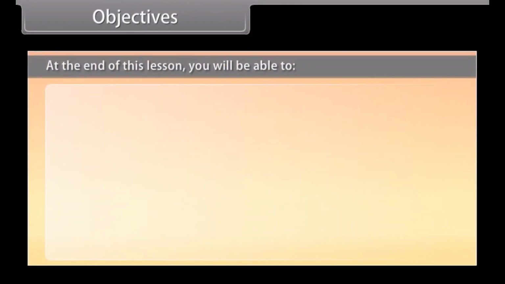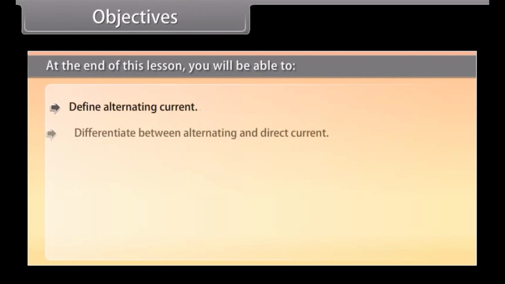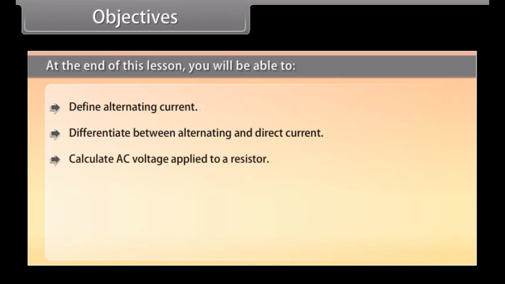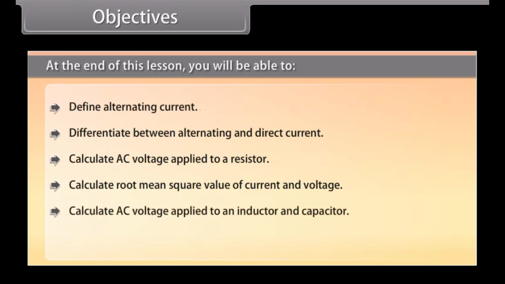At the end of this lesson, you will be able to define alternating current, differentiate between alternating and direct current, calculate AC voltage applied to a resistor, calculate root mean square value of current and voltage, calculate AC voltage applied to an inductor and capacitor, define inductive reactance and capacitive reactance.